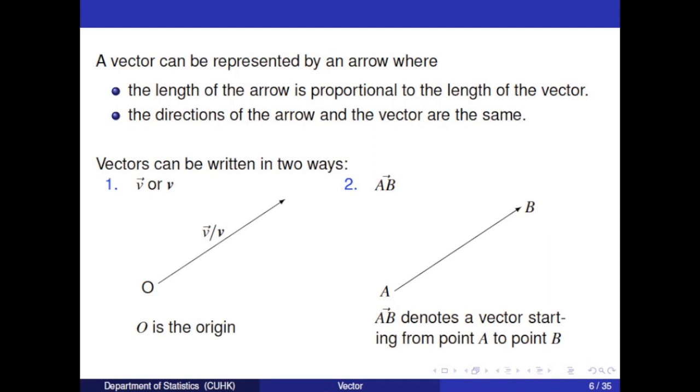Vectors can be written in 2 ways. The first way is place an arrow on the character, or bold the character. The second way is place an arrow on 2 characters, where A is the starting point and B is the end point.